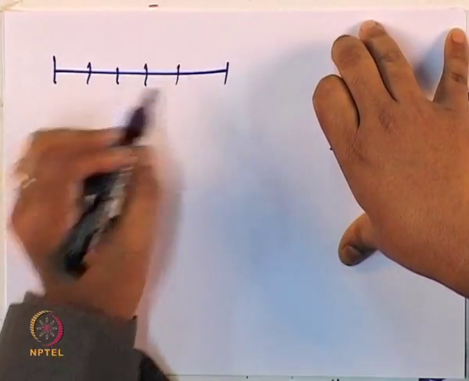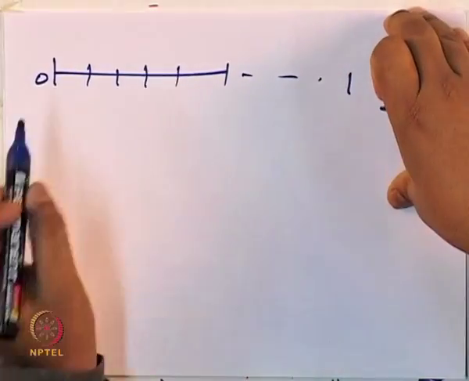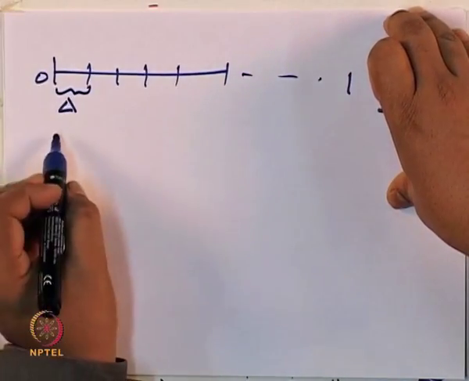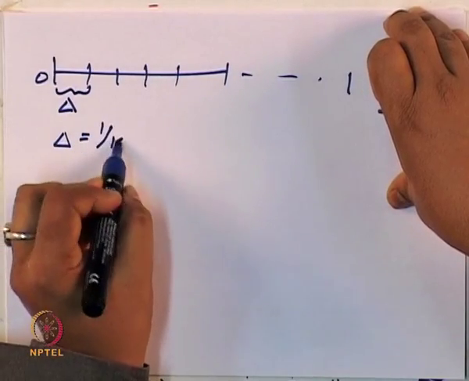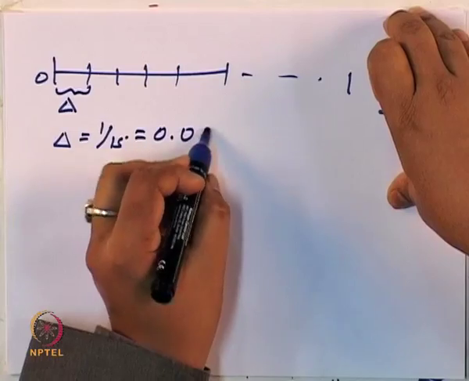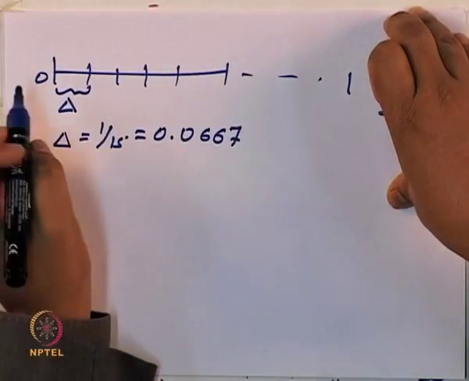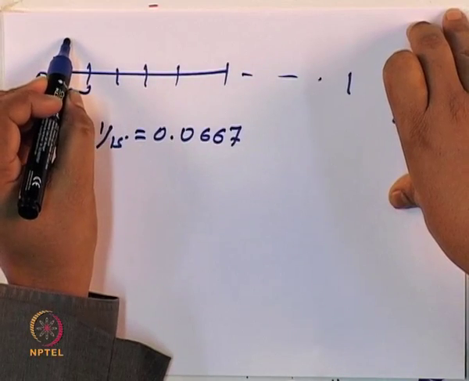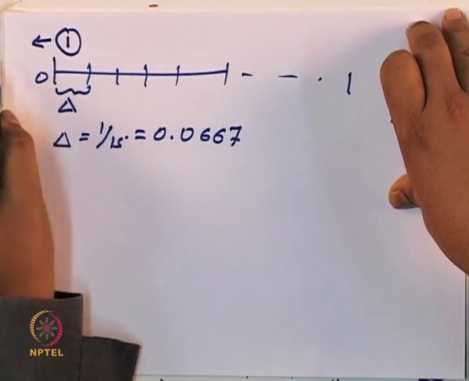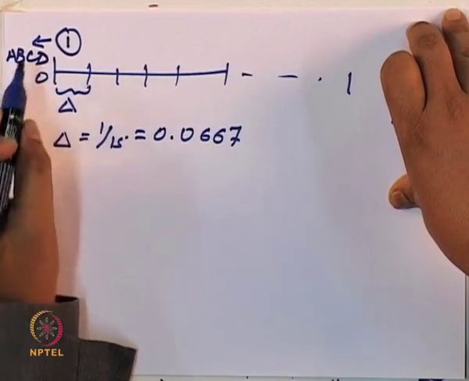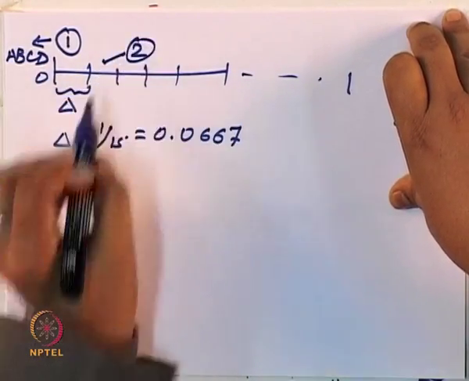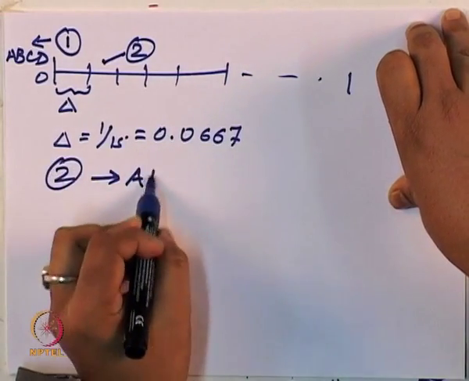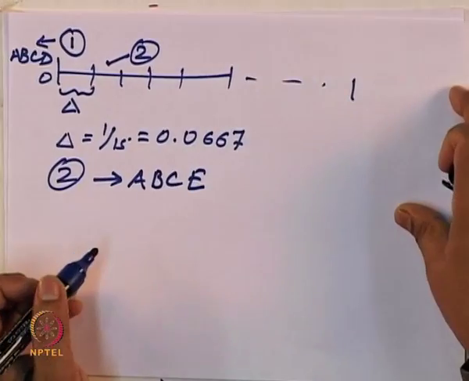Now, I have broken the entire range 0 to 1 into intervals of delta, where delta is equal to 1 by 15, which is 0.0667. So whenever I choose identifier 1, it is the combination A, B, C, D. When I choose 2, it is my combination A, B, C, E, and so on and so forth.